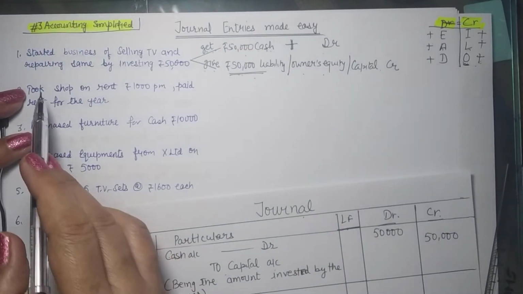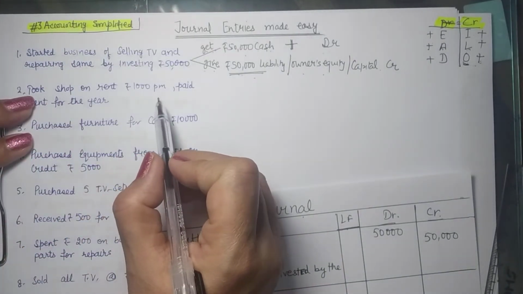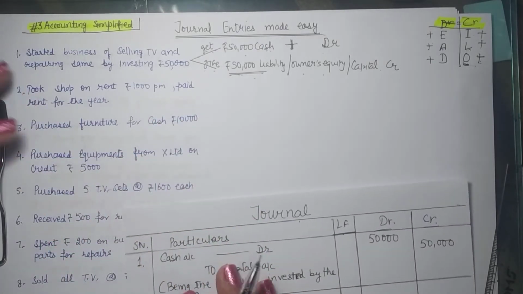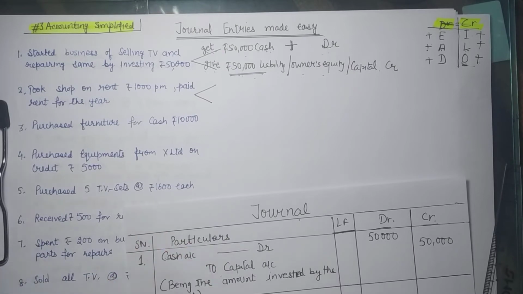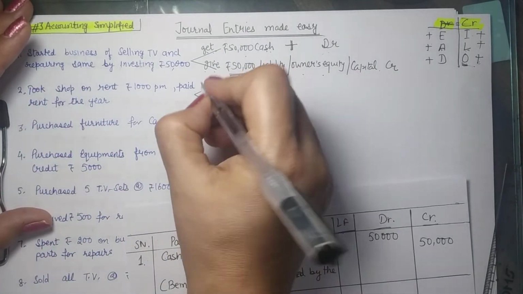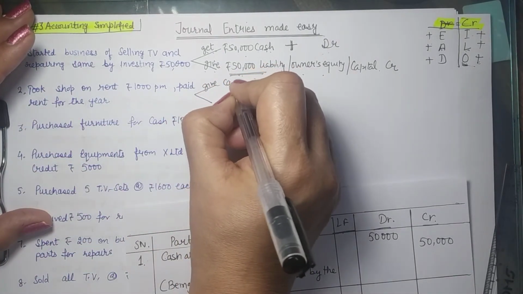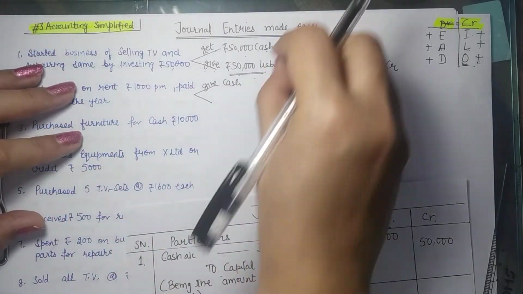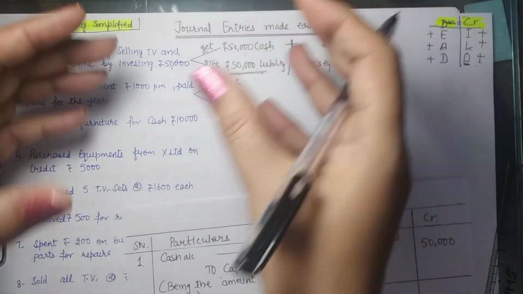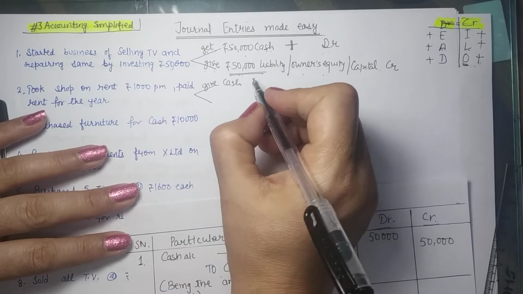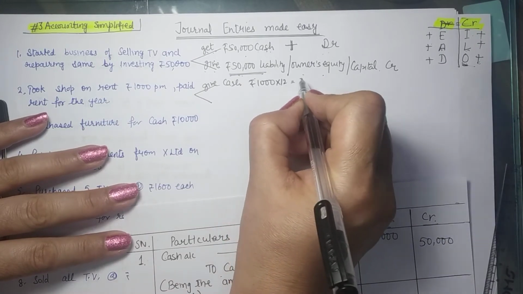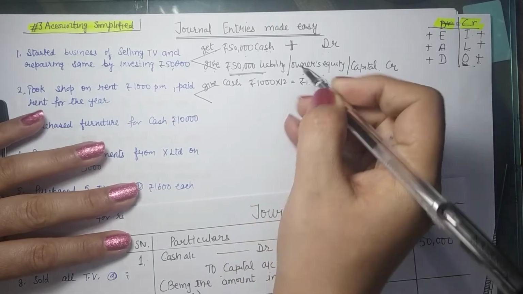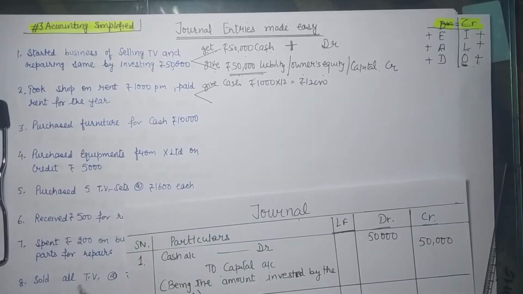Take up the second. You took a shop on rent, 1,000 per month, and paid rent for the year. So what do you give or what do you get? What do you give? You gave cash, right? This can easily be seen. You paid cash to the shopkeeper. You got the shop on rent. So you paid cash. Cash is 1,000 per month. You paid it for the year, so 12,000 rupees. What do you get? You get a shop.